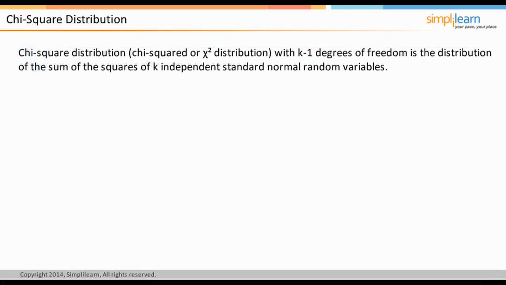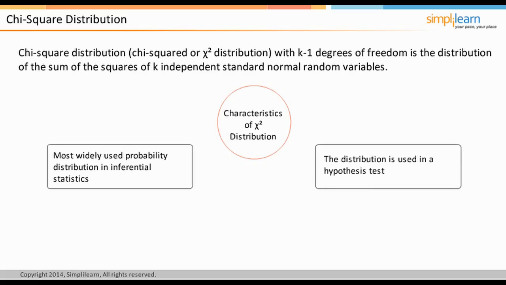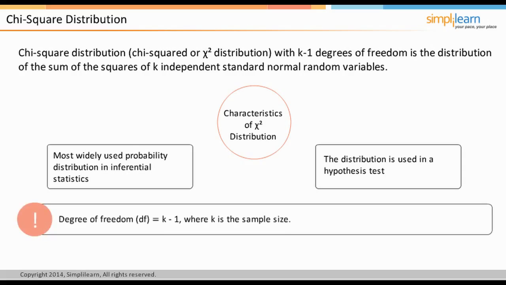0.3686. We will learn about chi-square distribution in this screen. Chi-square distribution is also known as chi-squared distribution. Chi-squared with k-1 degrees of freedom is the distribution of a sum of the squares of k independent standard normal random variables. The chi-square distribution is one of the most widely used probability distributions in inferential statistics. It is also known as hypothesis testing, and the distribution is used in hypothesis tests. When used in hypothesis tests, it only needs one sample for the test to be conducted. Conventionally, degree of freedom is k-1, where k is the sample size.